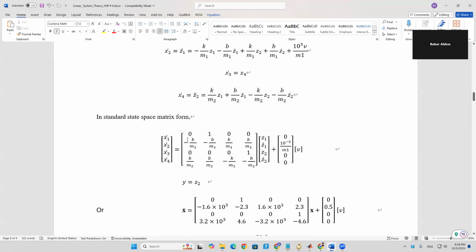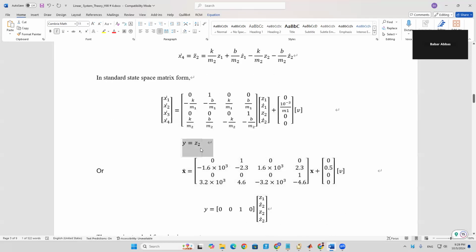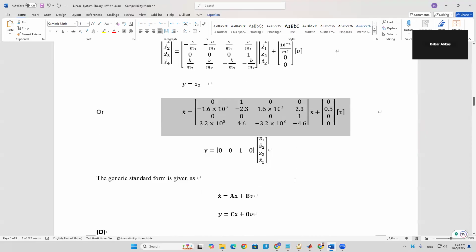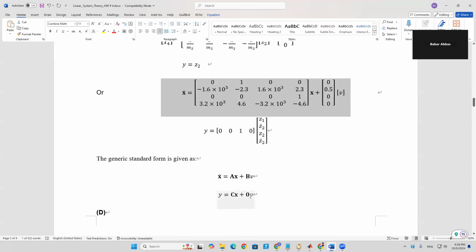So now this is the standard state space form, which is x dot equal to Ax plus Bu. Here this is the system matrix A, and we have the state vector z1 dot, z2 and z2 dot, and this is the B matrix, 0, 1, 0, minus 3 and 1, and this is the control or input variable V, and this is the output. We have y equal to C x z2. Alternatively, we can write the state space representation as x dot equal to Ax plus Bv, and y equal to Cx plus Dv. In this case the value of D, the feedforward matrix, is equal to 0.